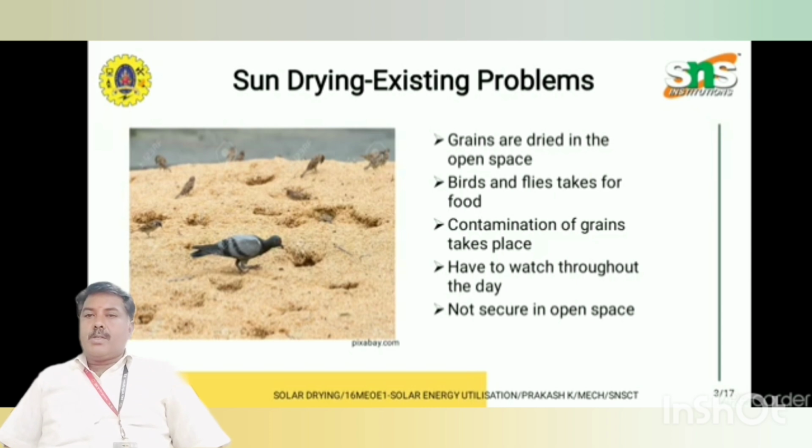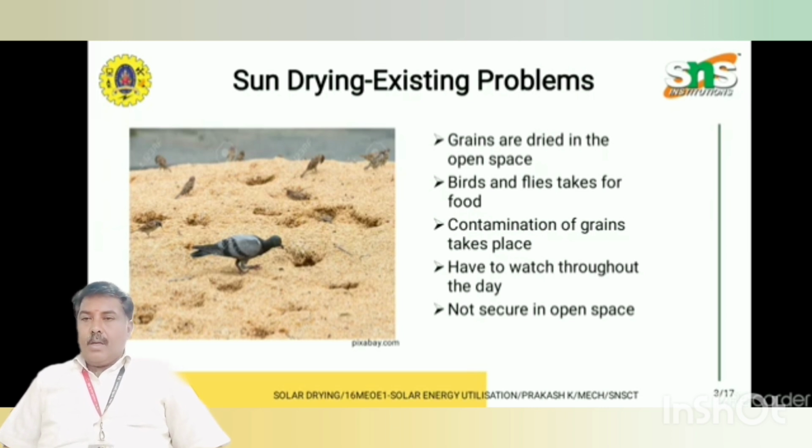Now let us see what is sun drying and what are the existing problems. If we see this picture, we can see that some grains are placed in an open area and some birds and sparrows are sitting on this. So here open sun drying is taking place. This is a method commonly used to preserve agriculture products in most of the countries.